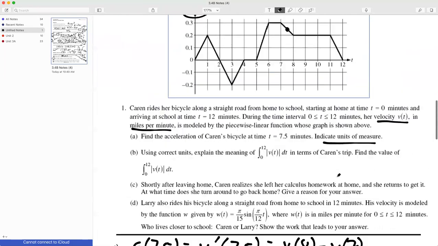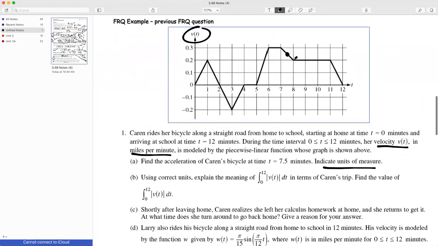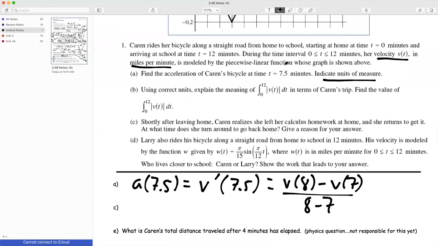So what is V of 8? V of 8 is right there. It's going to be 0.2. V of 7 is right there. So it's going to be 0.3. So I've got 0.2 minus 0.3 over 1. And 0.2 minus 0.3, it's got to be negative, right? Look at the graph. Don't make that easy mistake. This is negative 0.1. And then don't forget to include units of measure. This is an acceleration. So my units would be miles per minute squared.